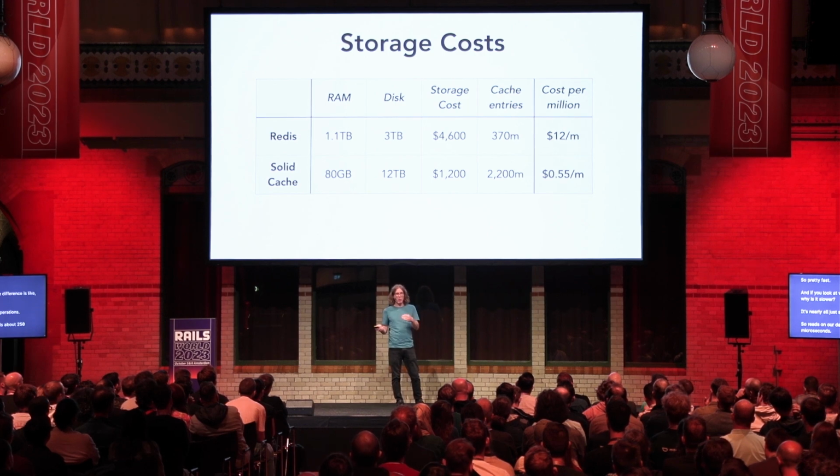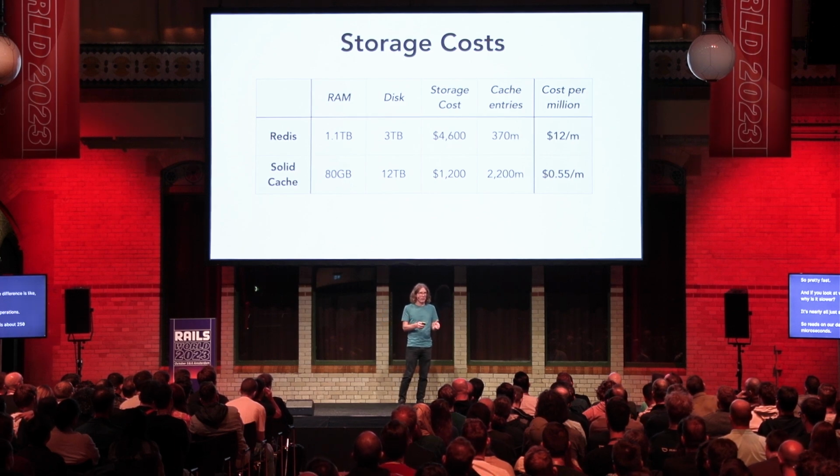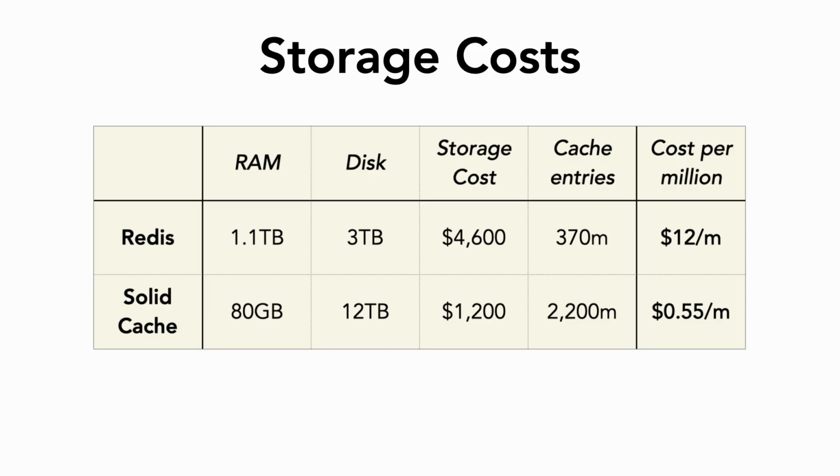You can fit more data into Redis and memcached per gigabyte than you can with the database, because the database has indexes and deliberately leaves space so it can fit new records in later. But when you do all the numbers, the cost of the storage for 1 million items in our cache is about 20 times cheaper with Solid Cache than it was with Redis. So that was quite good.